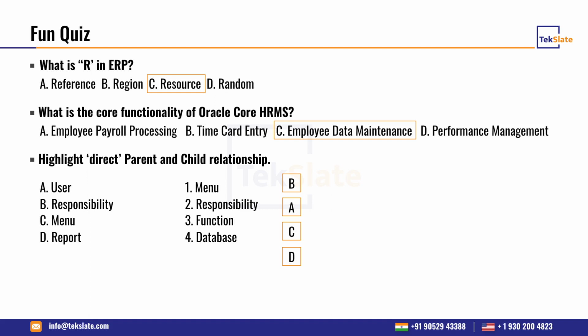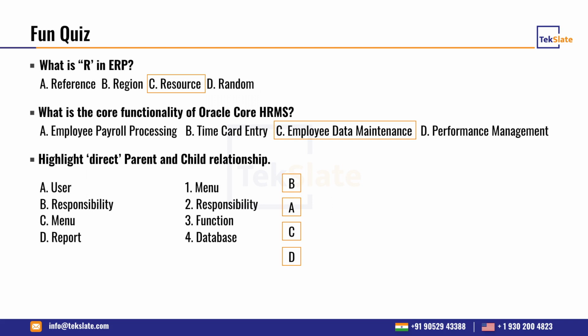Question number 2. What is the core functionality of Oracle Core HRMS? Employee payroll processing? No, because employee payroll processing is part of the Oracle Payroll module. Time card entry? No, it is done by Oracle Time and Labor. Employee data management or maintenance? Yes, this is what the HR module does. And performance management? No, because for that there is a dedicated module called PMS or Performance Management System. So the answer for this particular question is employee data maintenance.